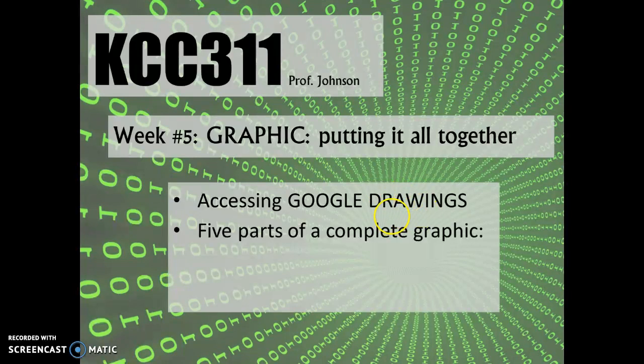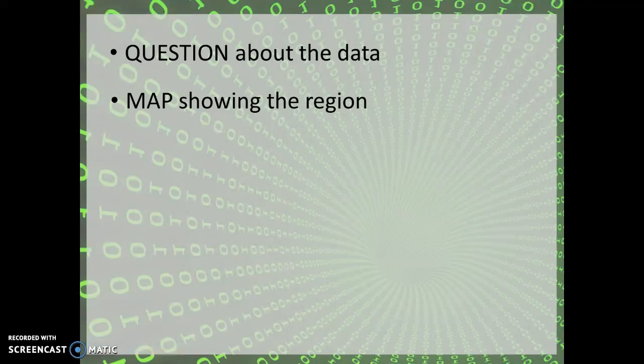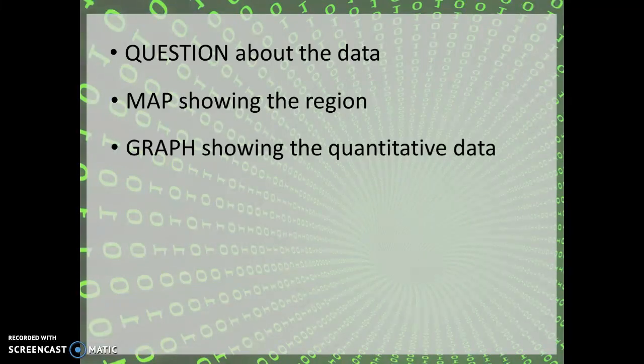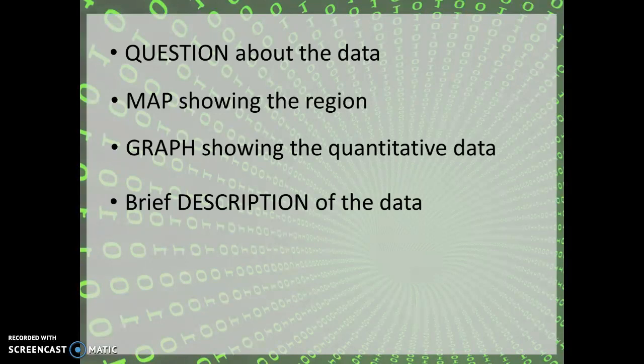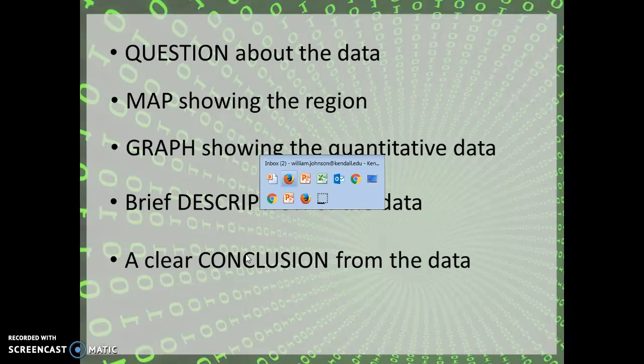I'll show you how to get to Google Drawings, and also I want to make sure we understand the 5 parts of what I'm looking for in a complete graphic for this assignment. You need to make sure I'm clear about the question. You need to make sure that there's a map so I know what region you're talking about. I need to see a graph that compares that quantitative data, a description of the data, and a conclusion from the data. Lots of stuff. Let's break it down bit by bit.